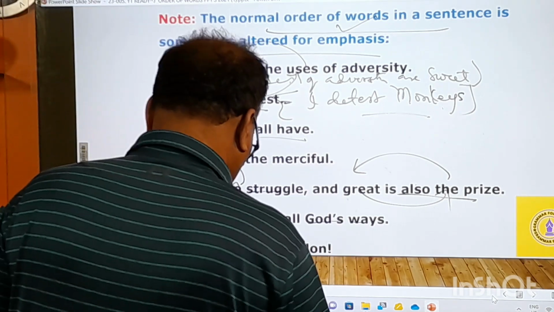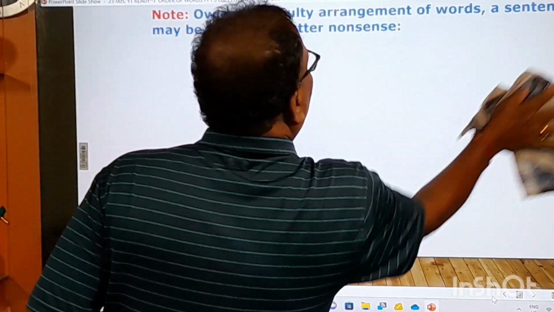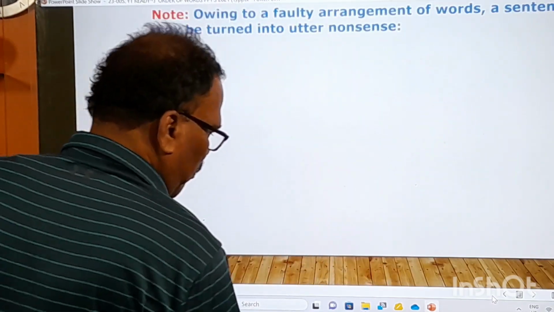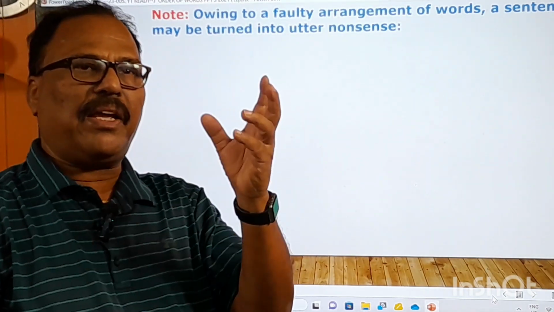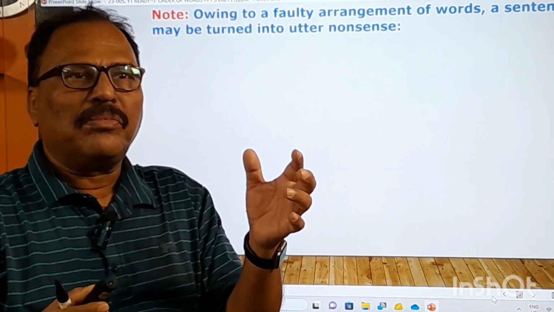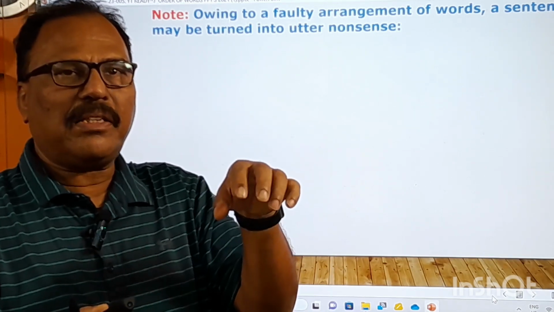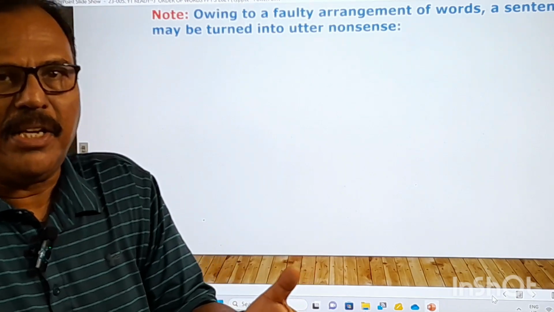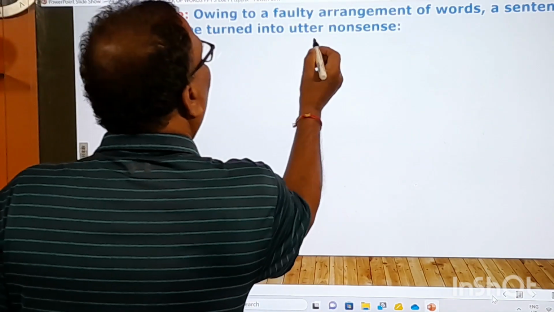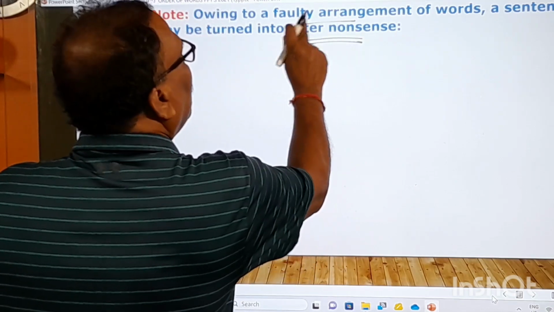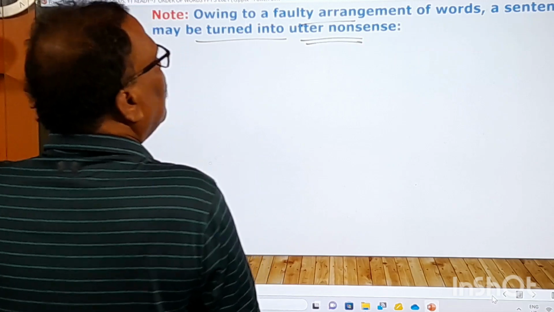Okay, and we are going to the last. Owing to a faulty arrangement, sometimes if you make a faulty sentence... Sometimes people don't know how to place the words, and that's why that sentence becomes faulty. So faulty sentences will turn into utter nonsense. Faulty arrangement of words in a sentence may turn it into utter nonsense.